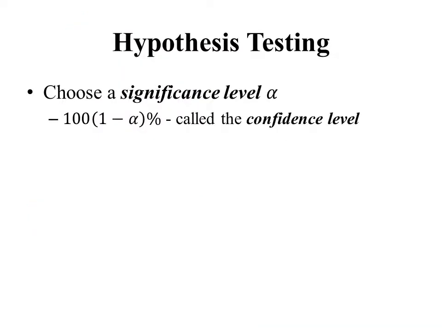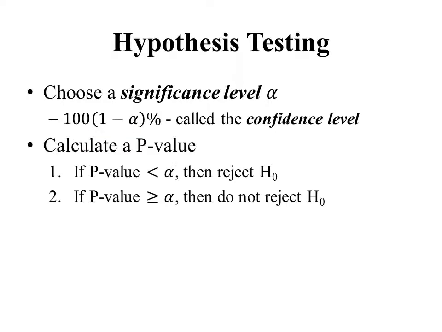So first, let's start off with a brief review of what we do in hypothesis testing. We start off with choosing a significance level that we call alpha. Typically we use alpha equals 0.05, but we could use other values. And then we have an associated number called the confidence level, which is simply 100 times (1 minus alpha) %. And then in the end we calculate a p-value, and we compare that p-value to alpha. If the p-value is less than alpha, then we reject the null hypothesis. Otherwise, we do not reject the null hypothesis.